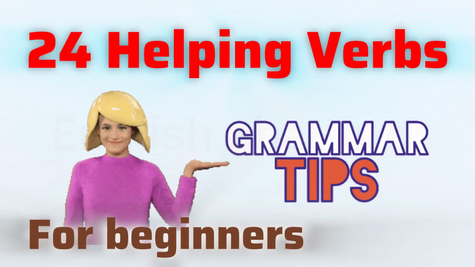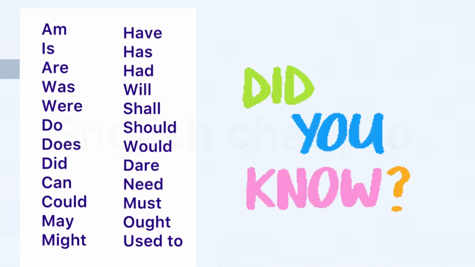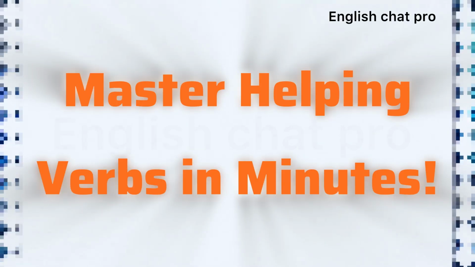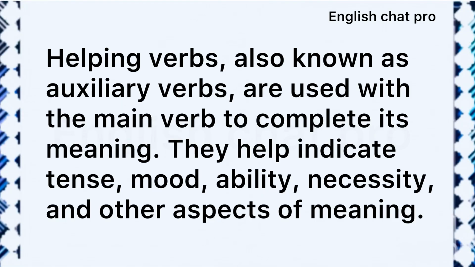24 helping verbs. Grammar tips. Master helping verbs in minutes. Helping verbs, also known as auxiliary verbs, are used with the main verb to complete its meaning. They help indicate tense, mood, ability, necessity, and other aspects of meaning.